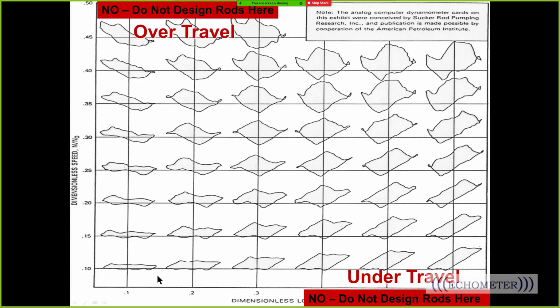how as you pump with more fluid load, the card starts to slope up to the right, and as you pump faster, the dynamometer surface card starts to point down and to the right. So down and to the right is over travel, up and to the right is under travel, which means most of your stroke is being lost to stretch here. You're getting a lot of extra downhole stroke due to going too fast.